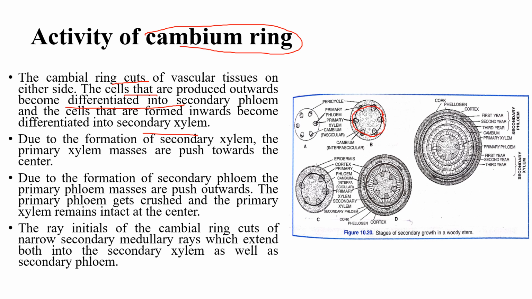It produces secondary phloem towards the outside and secondary xylem towards the inside. Due to the formation of secondary xylem, the primary xylem masses and pushes towards the center. Due to formation of secondary phloem, primary phloem masses and pushes outwards. So in this way, the cambium ring divides and forms the secondary phloem towards the outside and secondary xylem towards the inside.